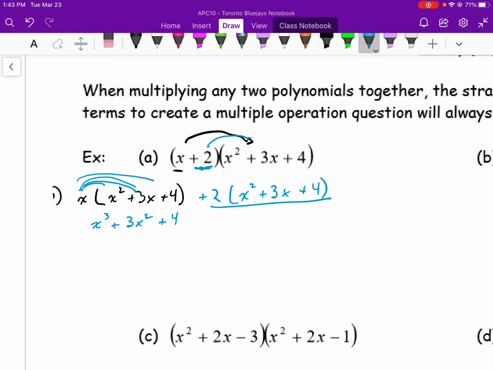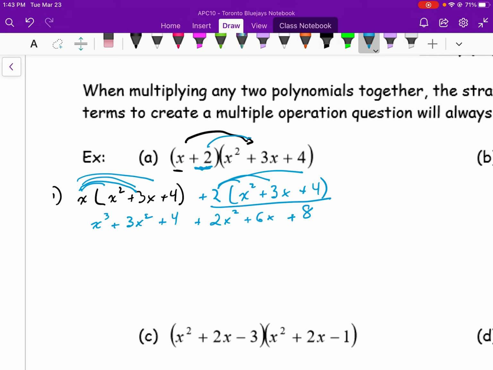Now I'm going to carry out this second one. Plus 2 times x squared is plus 2x squared. 2 times 3x is plus 6x. 2 times 4 is 8. So I've carried out my operations just like I did previously. So this is one way that I could do it.